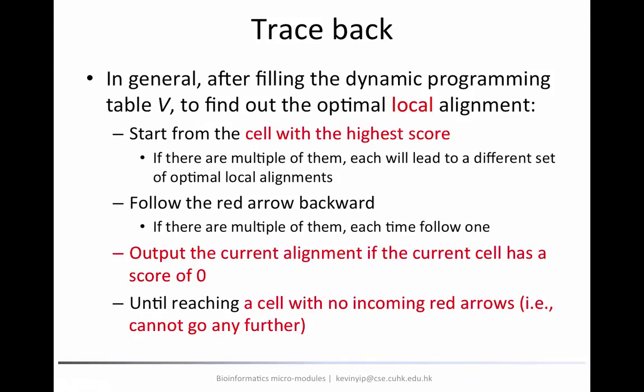The second difference is that we do not always need to go all the way to the lower right corner. Anytime we reach a 0, we stop there and then we output an alignment. If there is still one or more incoming edges to this cell, we can continue to form other alignments, as we are going to show in an example later. And finally, when do we stop the whole thing? For each path, if we reach a cell with no incoming red arrows, then of course we cannot go any further and we stop there.